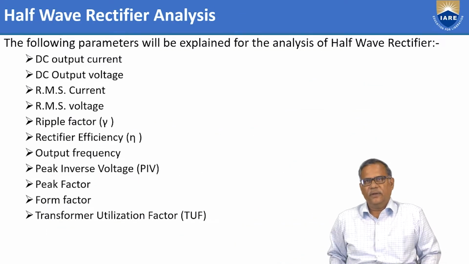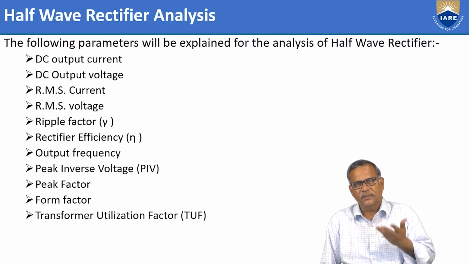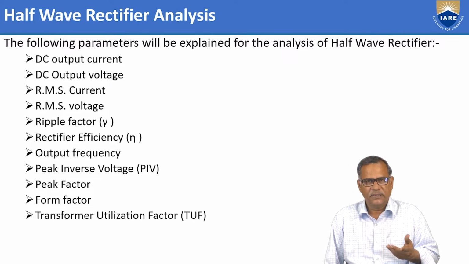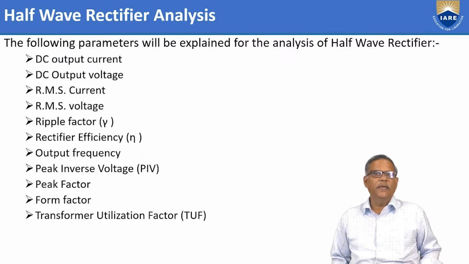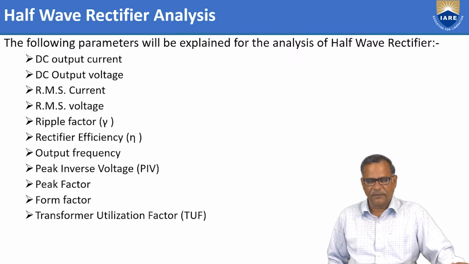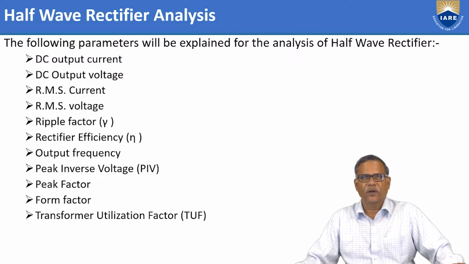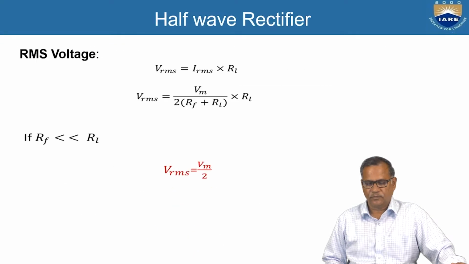Now, let us calculate the following parameters for the half-wave rectifier. What is the DC output current? What is the DC output voltage? RMS current, RMS voltage, what is the ripple factor? Rectifier efficiency, output frequency, and PIV, the peak inverse voltage, the peak factor, form factor, and transformer utilization factor. Let us calculate all these parameters for the half-wave rectifier. Okay.